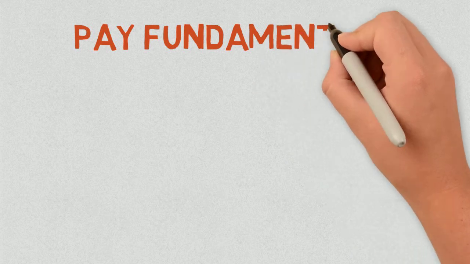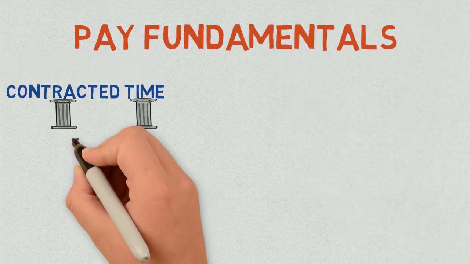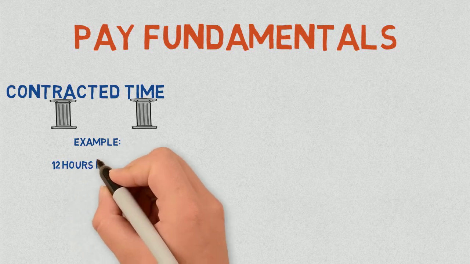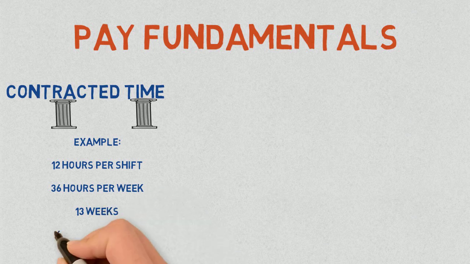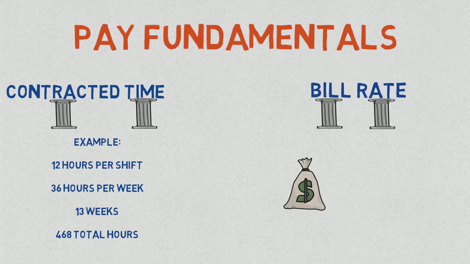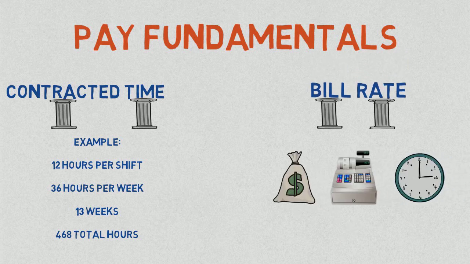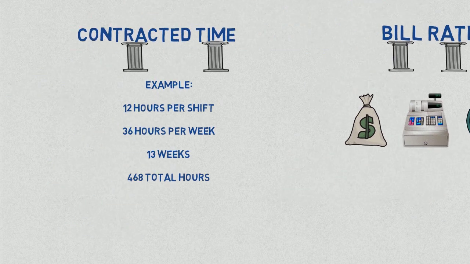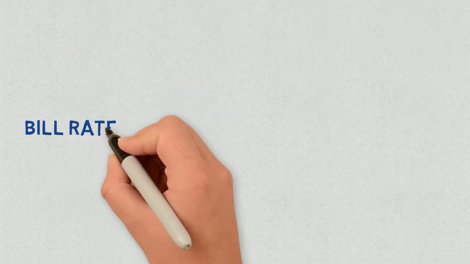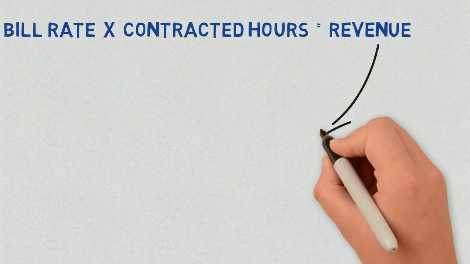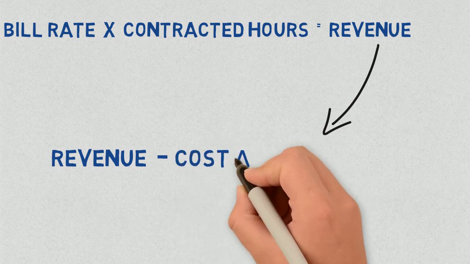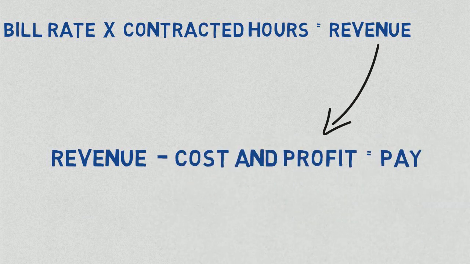You see, the pay package for every travel healthcare contract is based on 2 fundamental variables. The first is your contracted time. For example, the standard travel nursing contract is for 12 hours per shift, 36 hours per week, 13 weeks, and therefore 468 total hours. The second is the bill rate. The bill rate is the hourly rate that the agency is able to charge the hospital for an hour of your time. When you negotiate with the agency for your contracted pay rate, the agency uses the bill rate and the contracted time to determine how much they can pay for each component of your pay package.